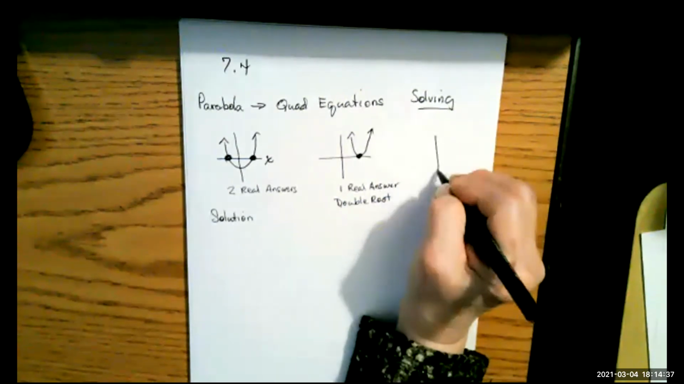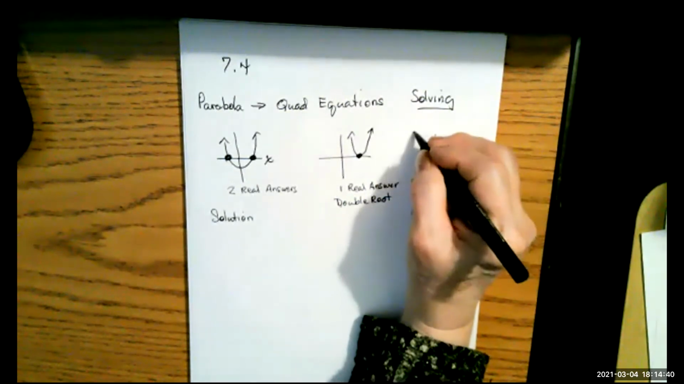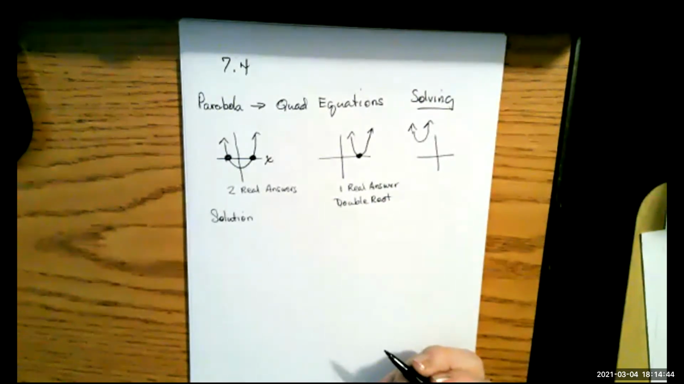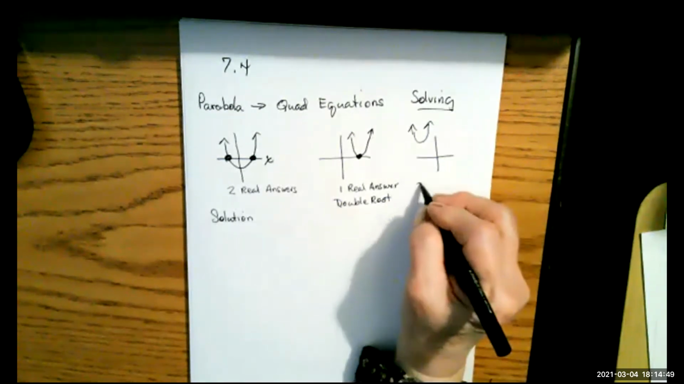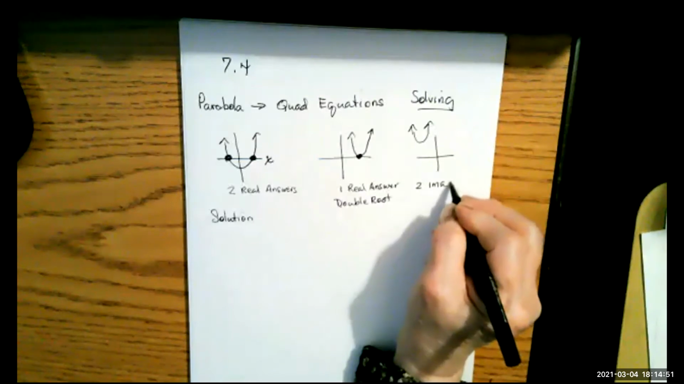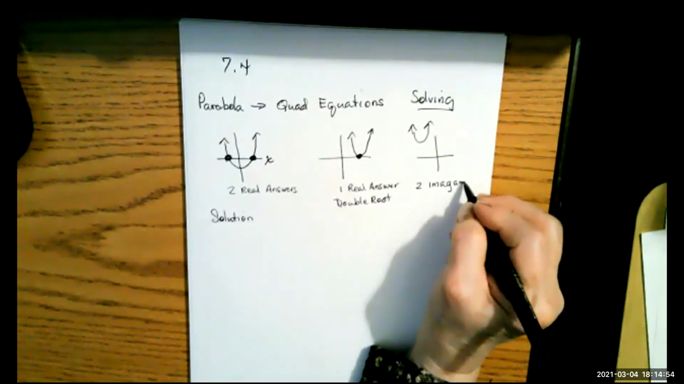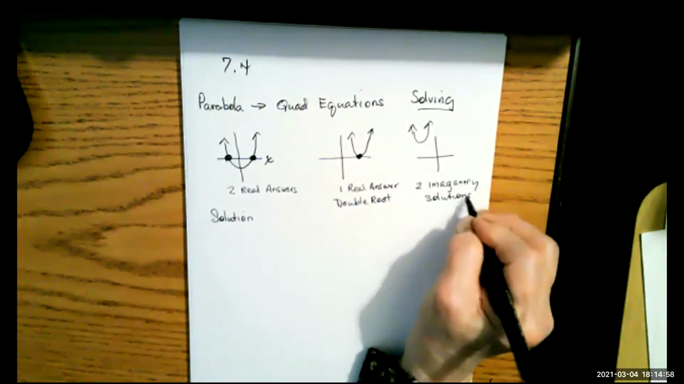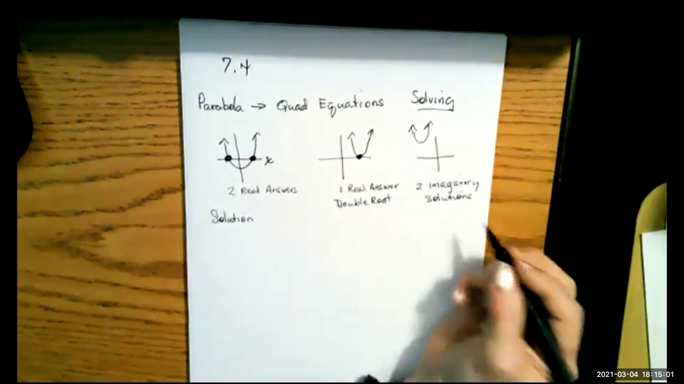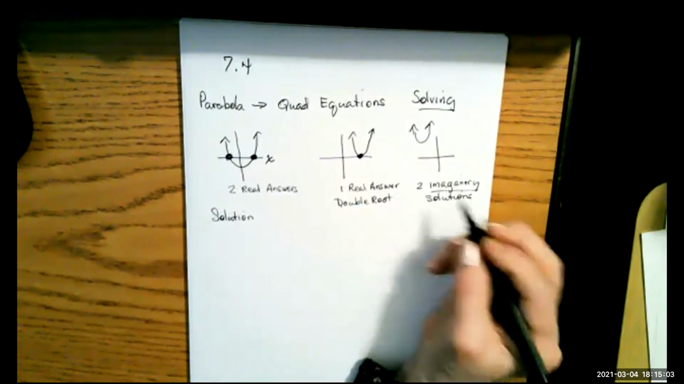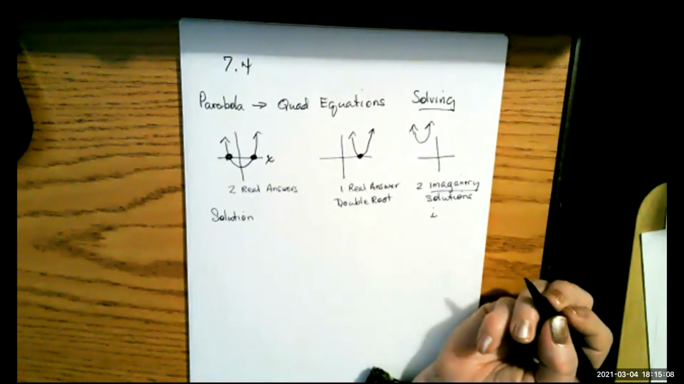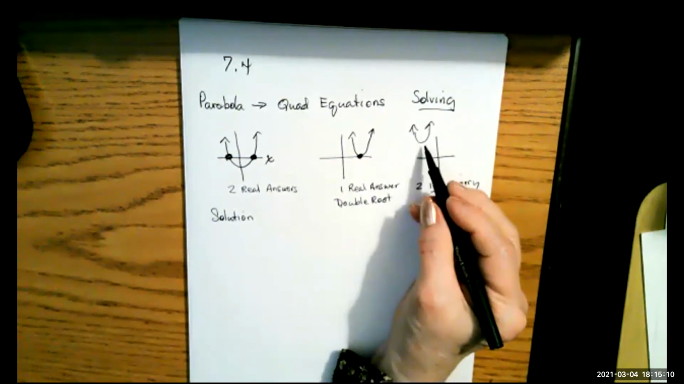Then there's the situation where it doesn't touch at all. It's just up here somewhere. Or it could be down somewhere, but it's not touching the x-axis at all. This one has two imaginary solutions. Because it doesn't cross the x-axis at all, they're imaginary. So that's going to be our i that we're going to talk about tonight, and we're going to find the definition of i. But that's the way the graph's going to look.